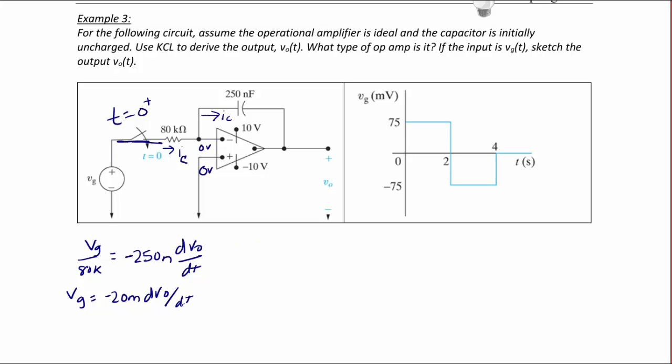And if we solve this equation for V0 of t, we get that V0 of t is equal to the integral from 0 to t of negative 50 VG of t dt. So the answer to the question about what type of op-amp we have here, this op-amp is an integrator. It takes the integral of the input, VG of t, and multiplies it by negative 50.